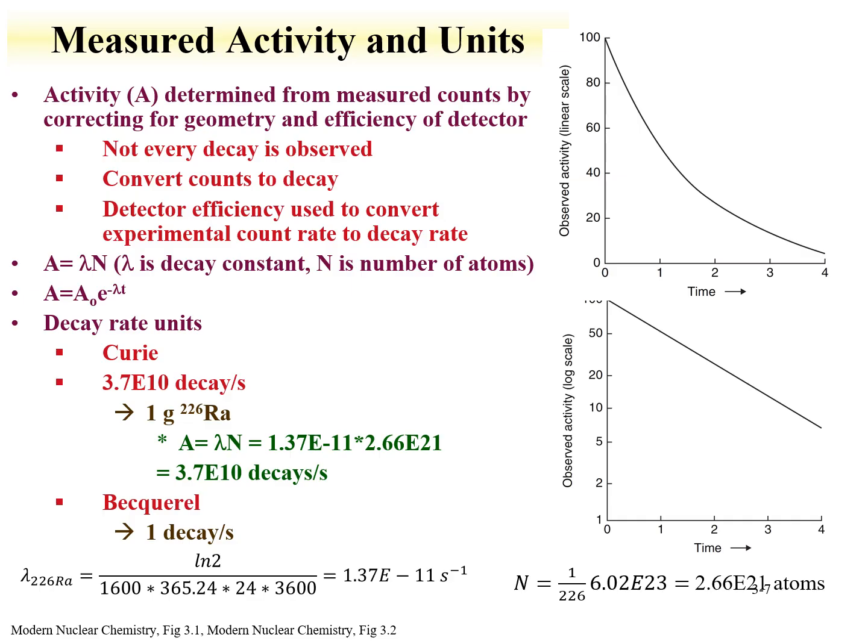The number of atoms of radium-226 in a gram is shown here, where the atomic mass of radium-226 is used, 1 divided by 226 times Avogadro's number, 6.02 times 10 to the 23rd, gives 2.66 times 10 to the 21st atoms of radium-226 in a gram of radium-226. These terms are then used to determine the activity by multiplying the decay constant times the number of atoms. So there are two activity units that are used, the becquerel, decay per second, and the Curie, this 3.7 times 10 to the 10th decays per second.